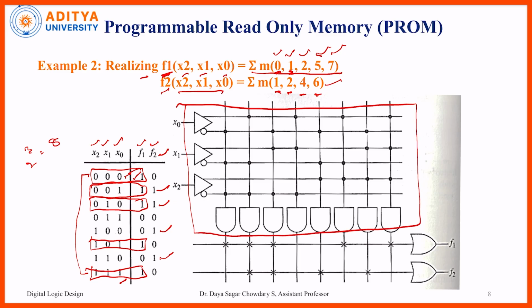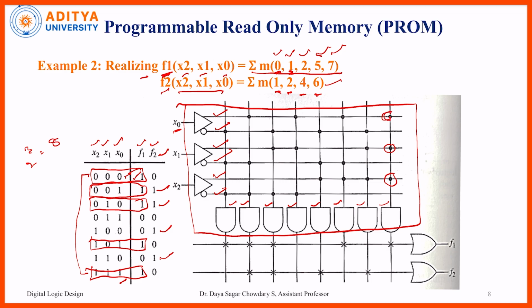Which contains the x0 terminal, and this is the x0 bar terminal, this is the x1 terminal, x1 bar terminal, x2 terminal, x2 bar terminal, and finally we can give all these terminals to the 8 AND gates. That means here 2 to the power of 3, that is totally 8 AND gates. If we observe these dots, dots means all are fused. That means fused means fixed.